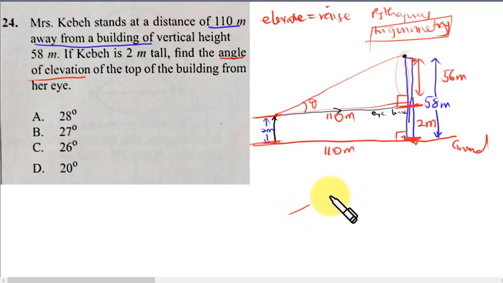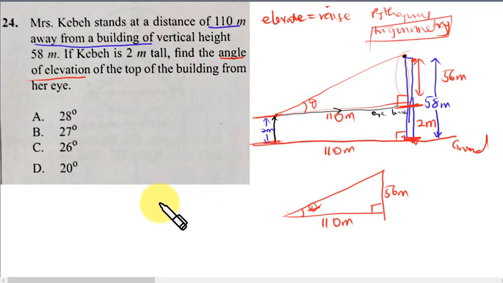So we can draw a right angle triangle here this way, and we have this. So that is theta, and here is 110 meters, and this will be 56 meters. So we can find the angle, that is the angle of elevation. So let us look at trigonometric ratios. We have sine, cosine, and tangent as the three basic trigonometric ratios here.